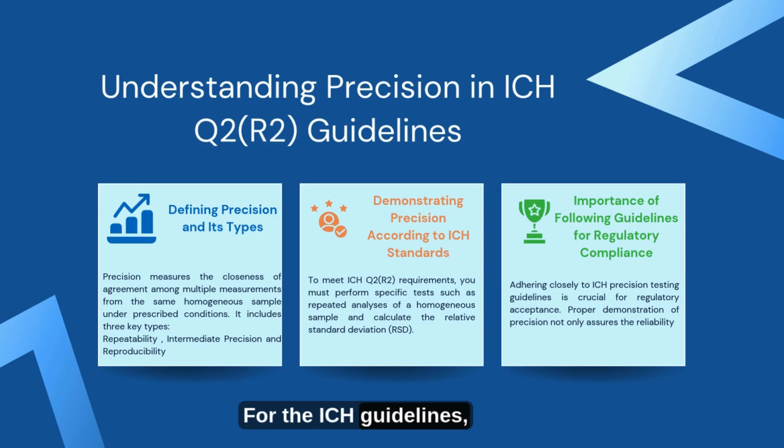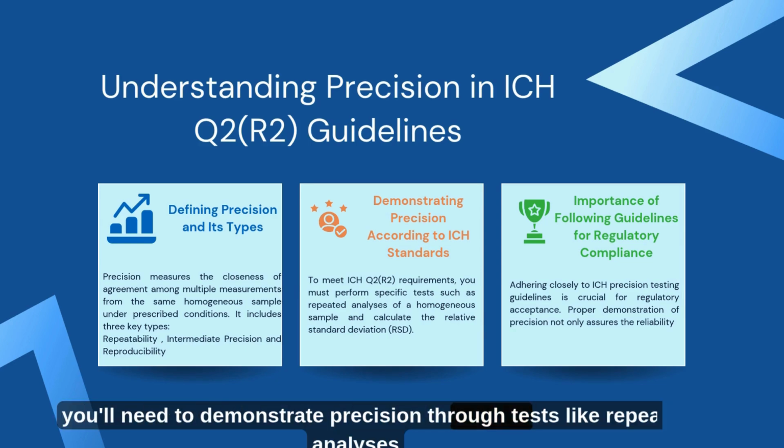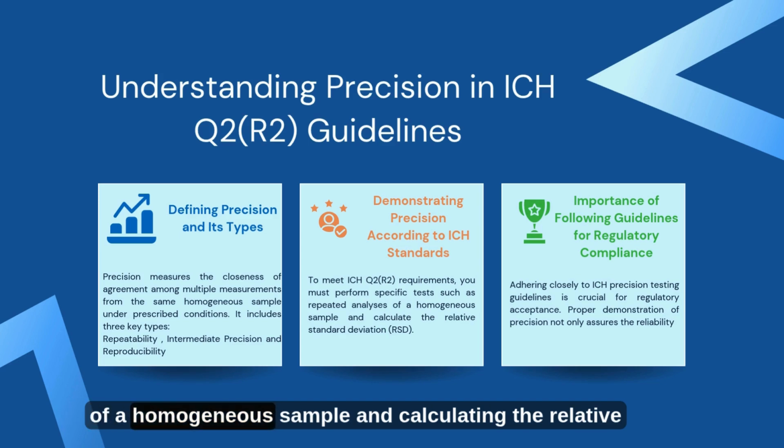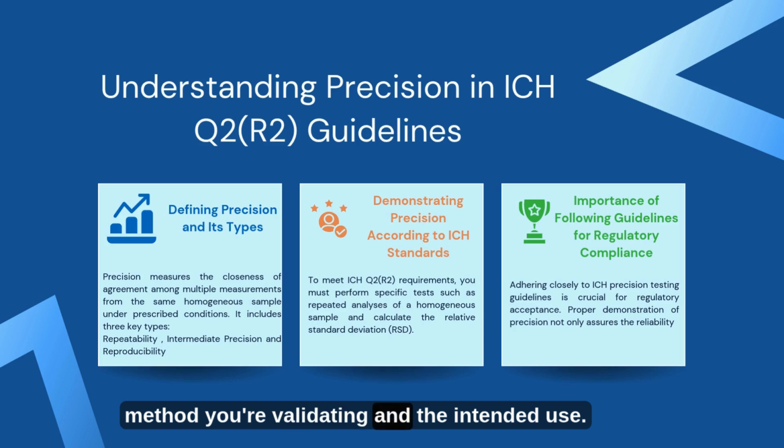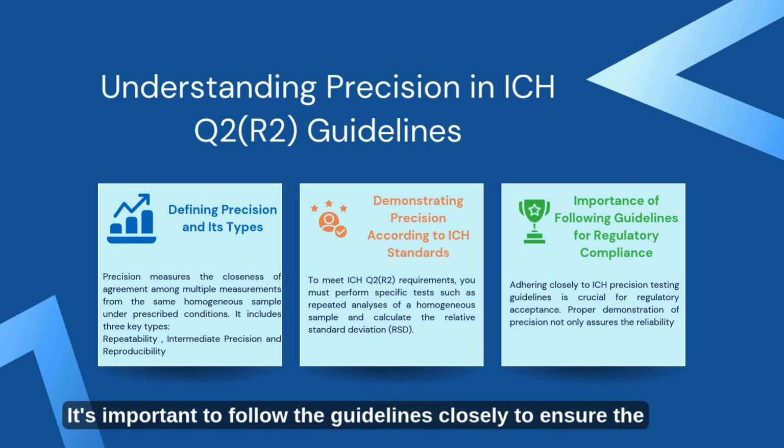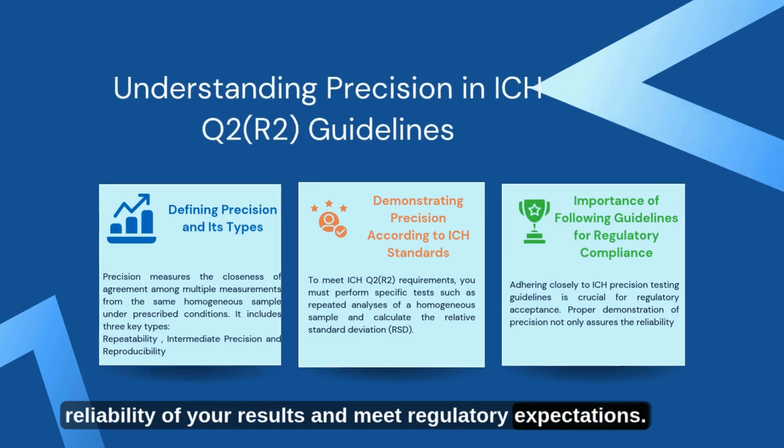For the ICH guidelines, you'll need to demonstrate precision through tests like repeat analyses of a homogeneous sample and calculating the relative standard deviation. The specific requirements will depend on the type of analytical method you're validating and the intended use. It's important to follow the guidelines closely to ensure the reliability of your results and meet regulatory expectations.